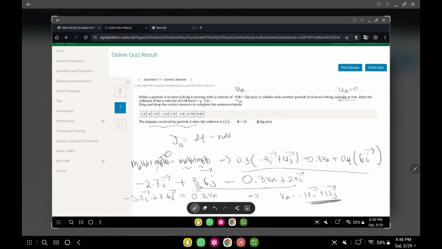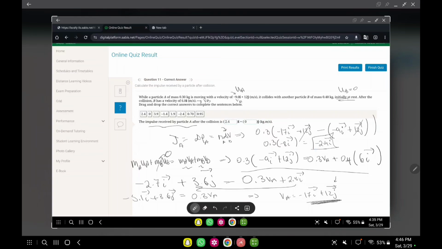This is your v_A. Can we apply m delta v for A? Yes, right? Let's do it. The mass of A is 0.3. Delta v will be v final minus v initial. This is v final, right? So minus 17i plus 12j. This is my final. Minus the initial velocity, minus 9i plus 12j. Obviously the 12s are going to cancel. Minus 17 minus minus 9 will be minus 8i.